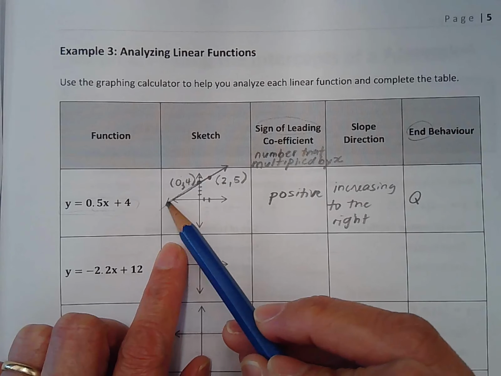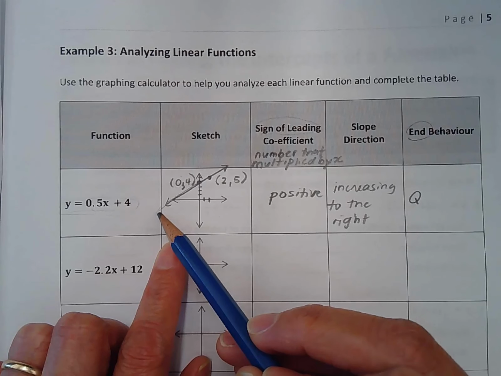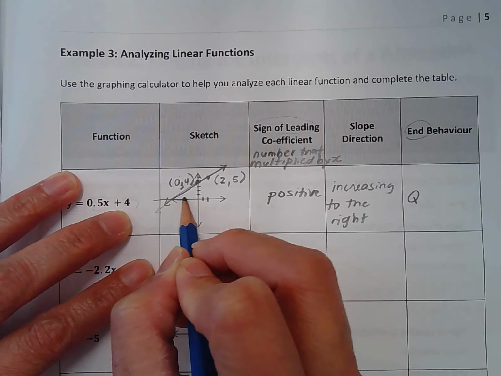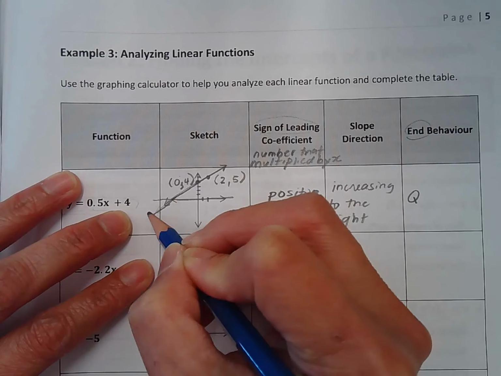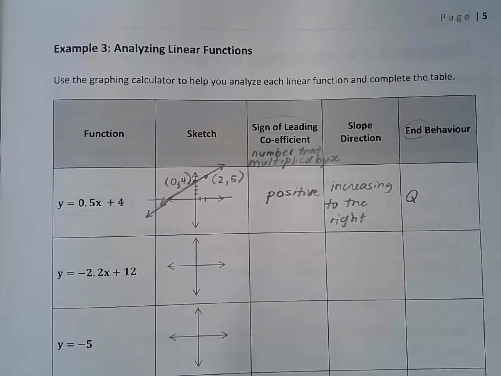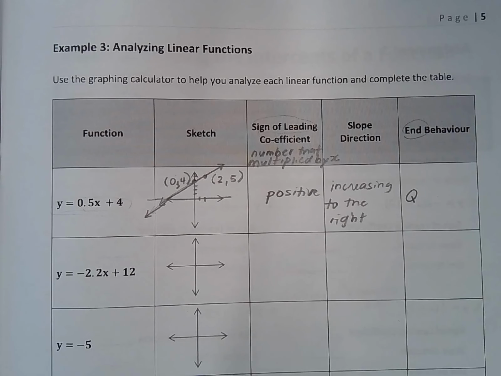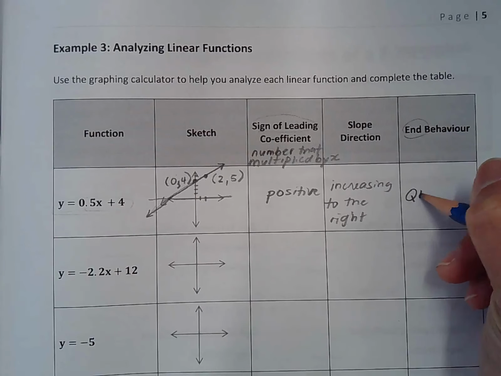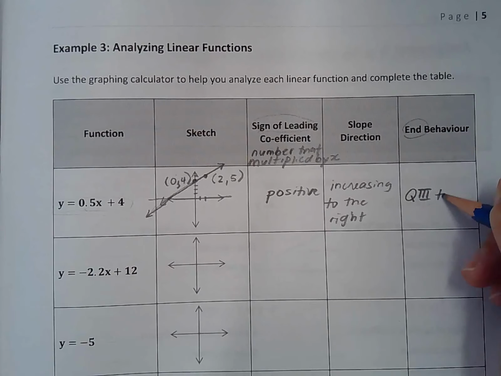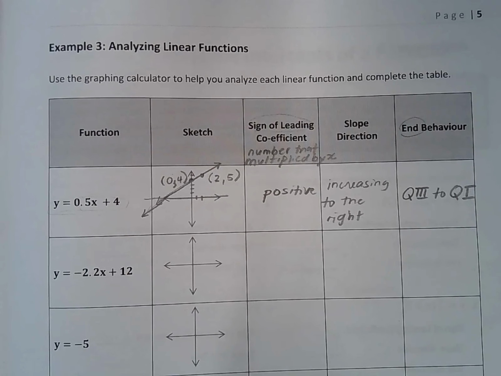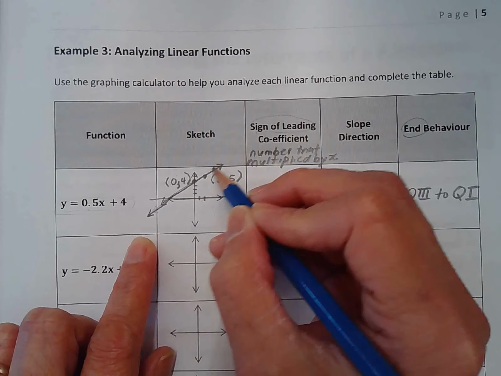What do you think? It has to be from only two quadrants. Only two quadrants. So quadrant 3 and quadrant 1. So this is quadrant 3 to 1.